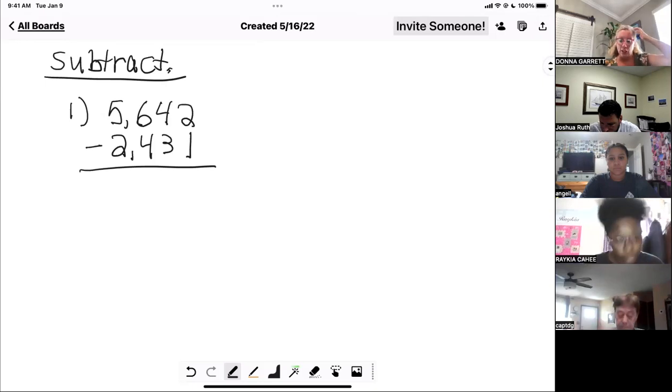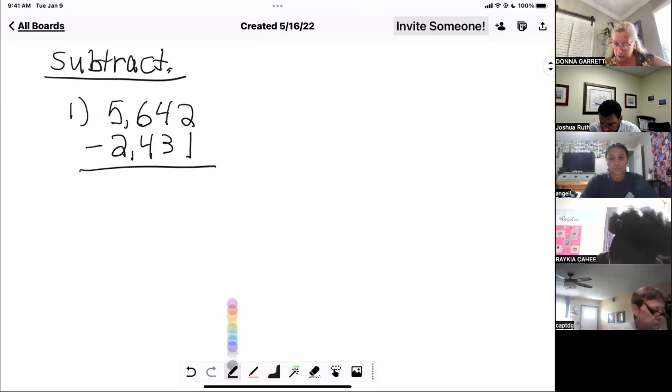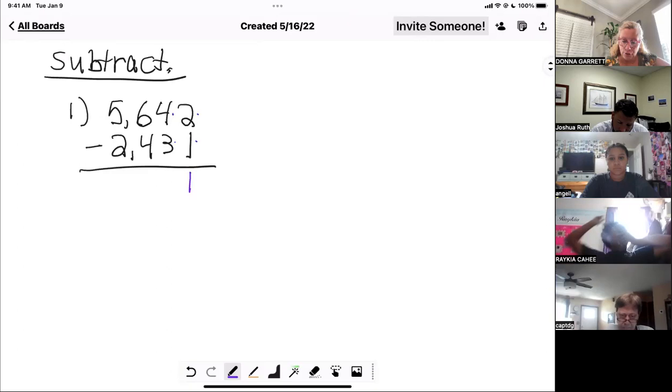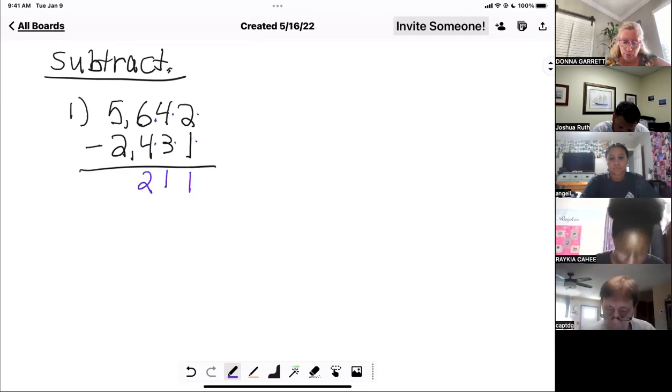Okay, so we're going to go down each column and subtract. Let me change my color for a minute, just so I can show you what I'm doing. 2 minus 1 is 1. 4 minus 3 is 1. Don't put the dots in there. That's just so I can show you what I'm doing. 6 minus 4 is 2. And 5 minus 2 is 3. So the answer would be 3,211. Let me get rid of my dots.